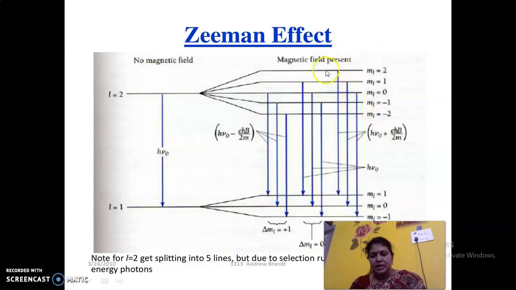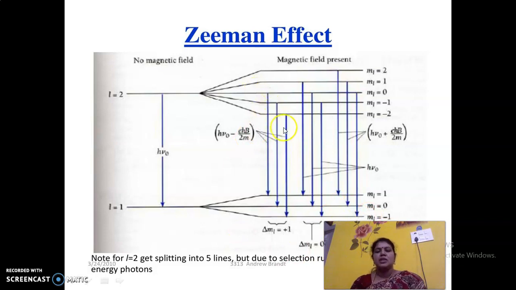Similarly, the transitions on the right, these three, they are from 2 to 1, 1 to 0 and 0 to -1. Therefore, the del ML value will be final minus initial. So 1 minus 2, -1; 0 minus 1, -1; -1 minus 0, -1. So these three transitions correspond to a single spectral line of del ML value -1.